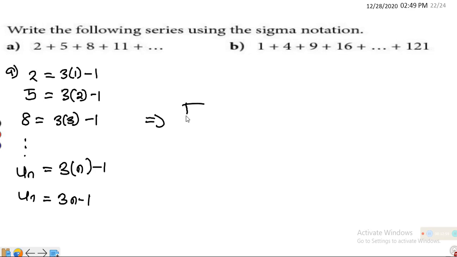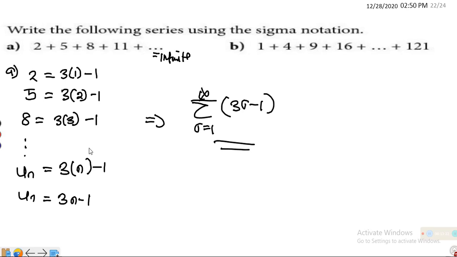Therefore, the formula for the nth term will be sum from r equals 1 to infinity. It is infinite, okay, because of these 3 dots. This implies infinite. So in the formula, change n to r, we have 3r minus 1. And that gives us the formula.